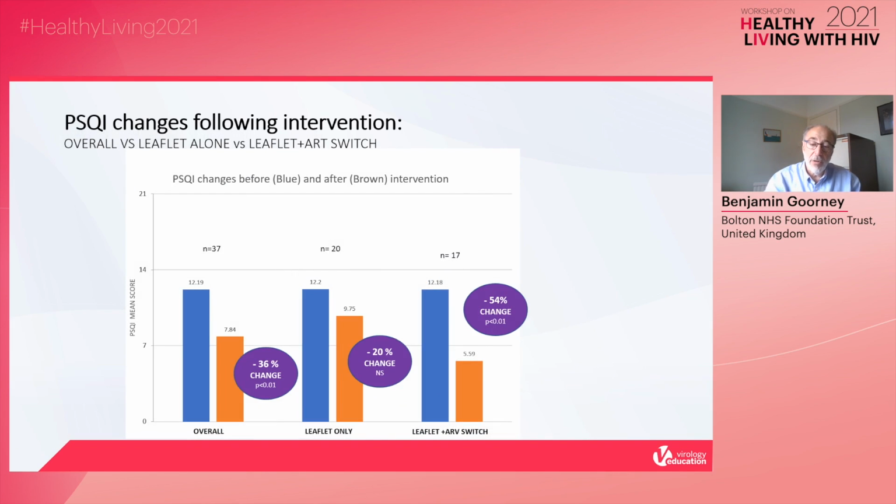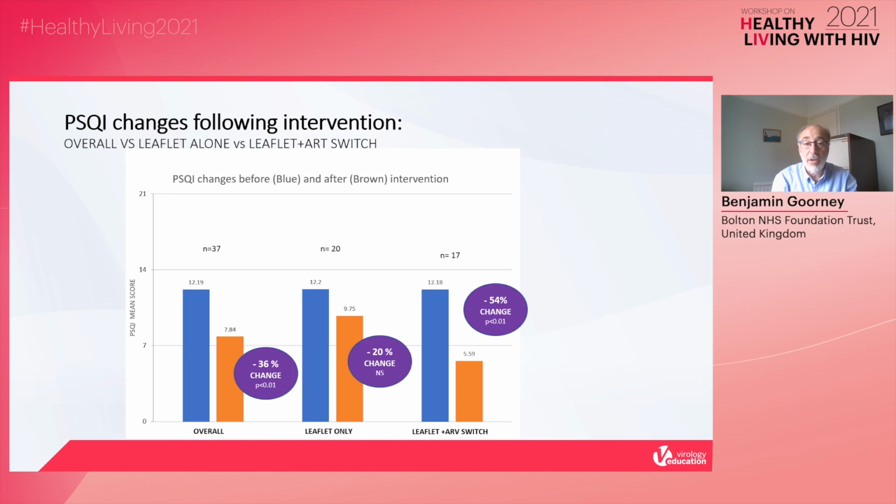So I'm now going to show you the results of the intervention itself. So the blue bars represent the overall mean global PSQI before the intervention, and the brown bars after the intervention. And you can see the first set of bars show there was a reduction of 36% in the overall mean PSQI score. That represents an improvement of 36% in sleep disturbance.